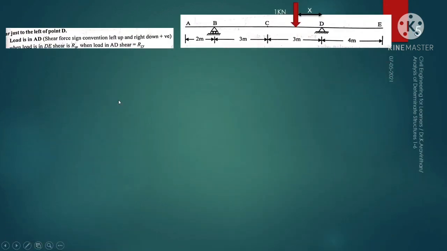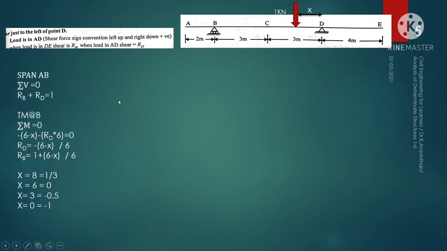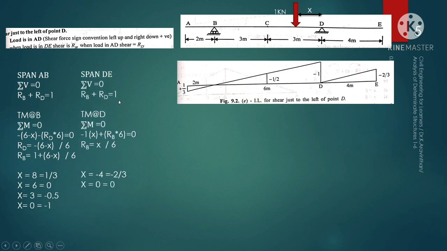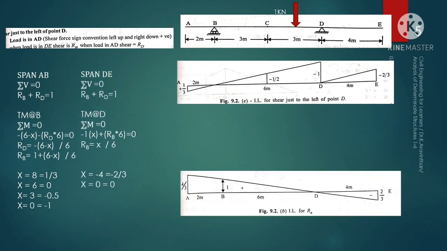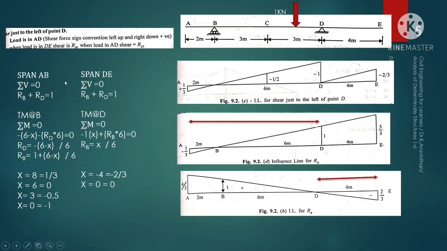Okay, now let us find the shear force just left to point D. Now it is the easiest method. You already know the reaction of B and reaction of D. Now you have drawn the influence line. This is the influence line for RD and this is the influence line for RB. We already have this influence line. So the same thing, if you combine that, you will be getting it as the shear force. So if you want to calculate, even though you can calculate. So how to calculate that?